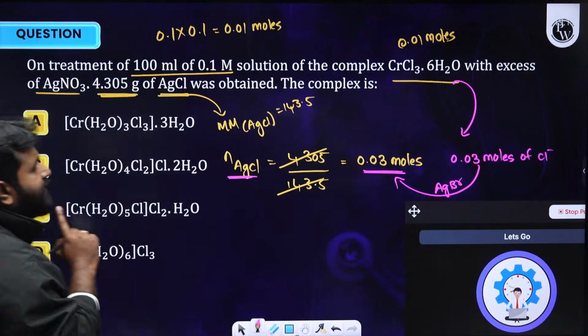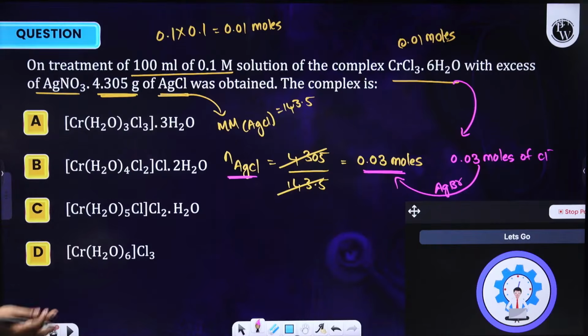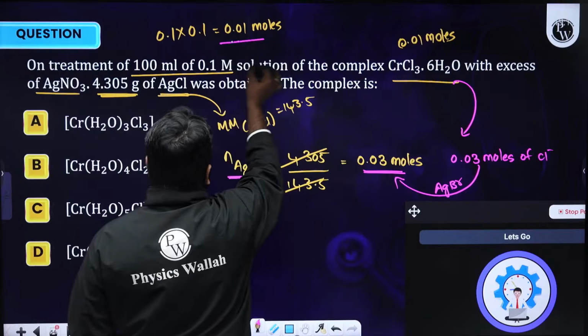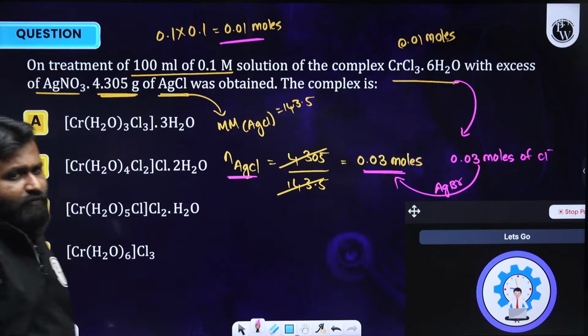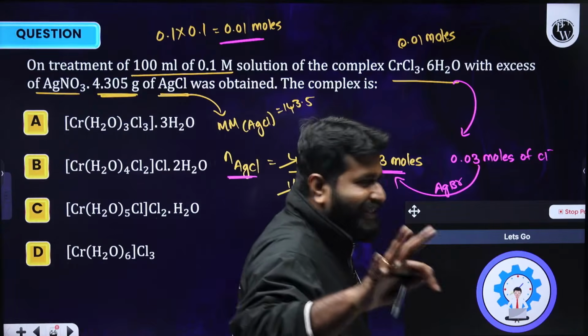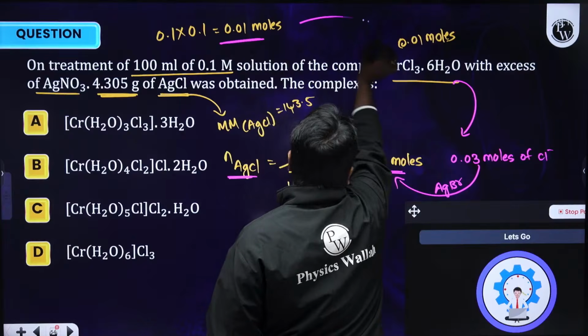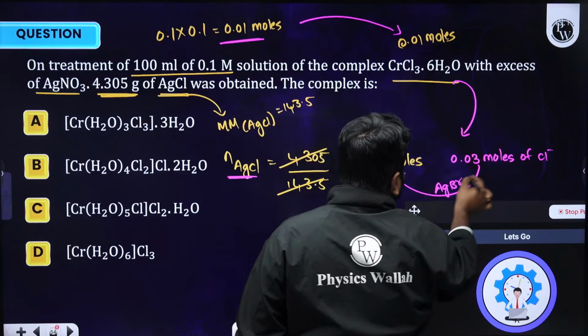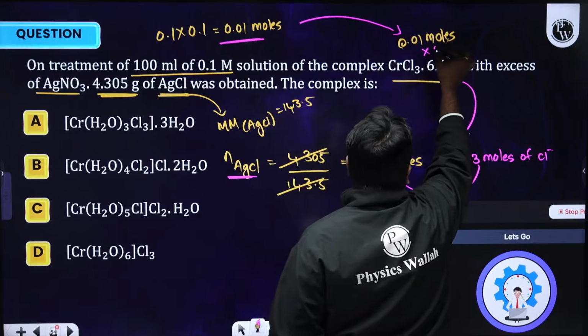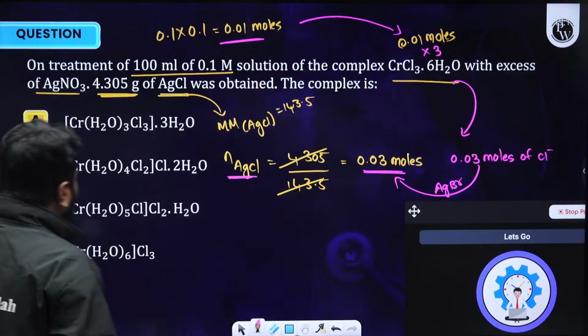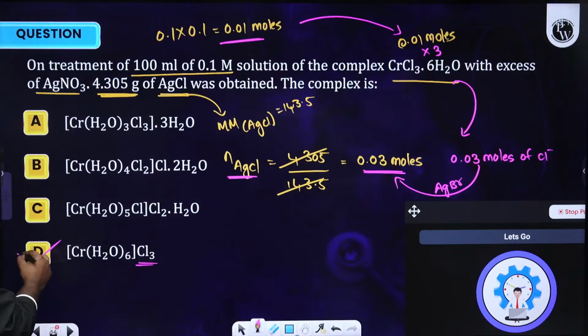Now, 0.03 moles of Cl minus is coming, so what is the complex mole? 0.01. So how many moles of Cl minus was present outside? 3, right? 0.01 is the concentration of this one, but 0.03 moles of Cl minus was out. So that means into 3. How many Cl was present outside? 3 Cl. Option D is the correct answer.